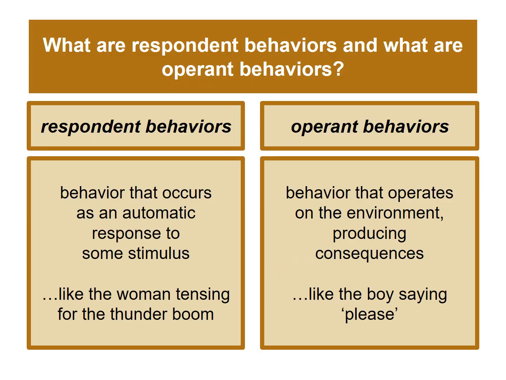So what are respondent behaviors and what are operant behaviors? Respondent behaviors are those that occur as an automatic response to some stimulus. So that was like the woman tensing for the thunder boom. Operant behaviors are those that operate on the environment producing consequences. So like the kids saying please or a dog begging for a treat.